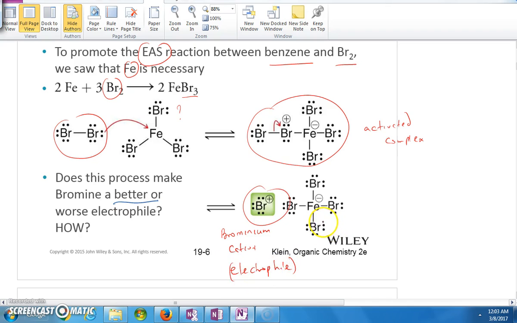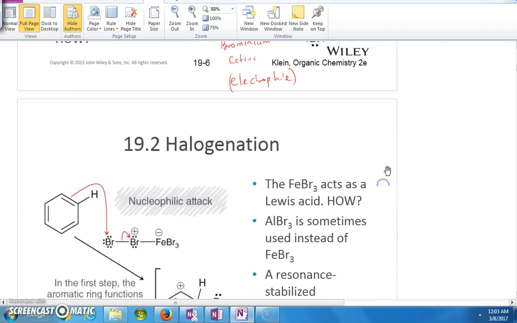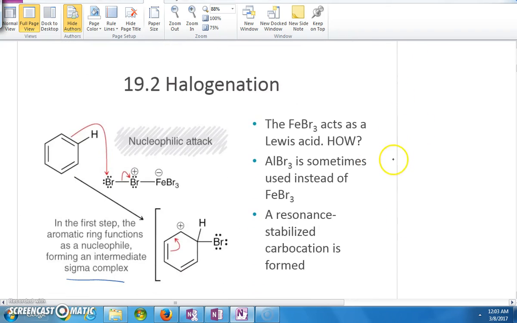Now, does this process make bromine a better or worse electrophile? It makes it a better electrophile. Now, the iron(III) bromide acts as a Lewis acid because it has empty low-lying d orbitals, so it can accept electron density. Aluminum bromide is used sometimes instead of iron(III) bromide.